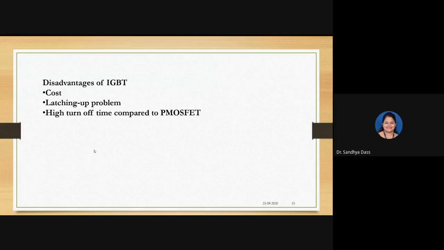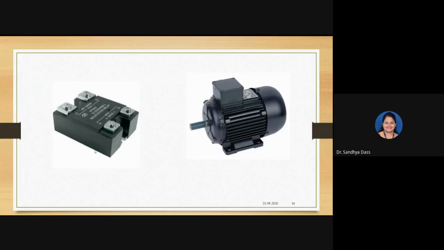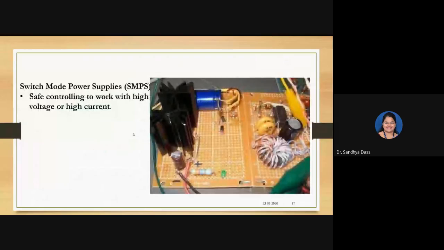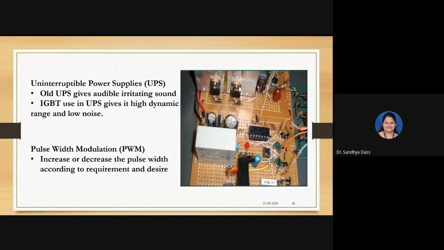All right, so that's it for this session. Just a few images to give you an idea of how an IGBT looks. It is used in motor applications. You can imagine it is used in SMPS for safe controlling of high voltage and current. It is used in UPS. The older UPS used to give that irritating humming sound, but nowadays IGBTs have made the UPS with low noise and less humming. Then it is used for pulse width modulation.